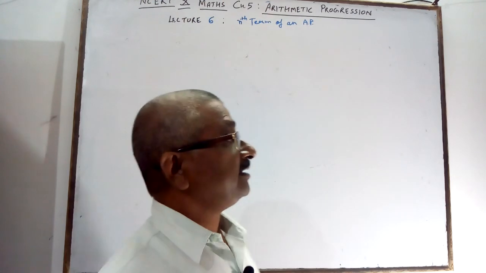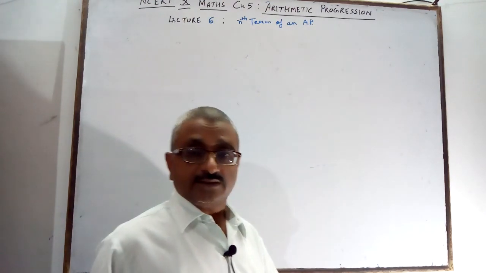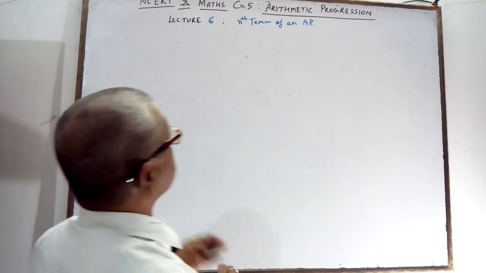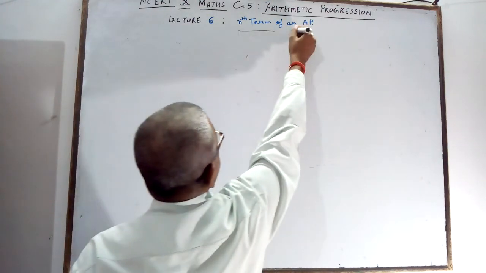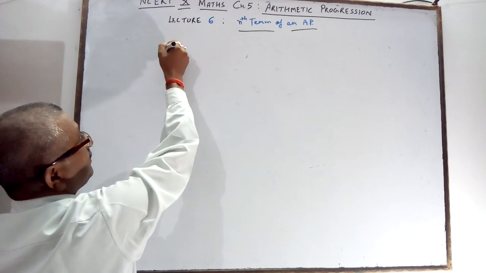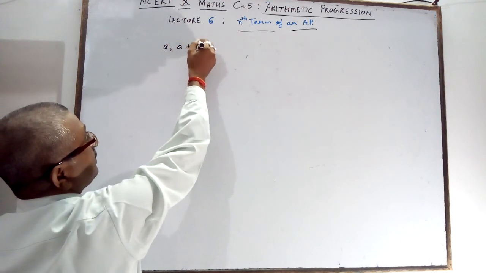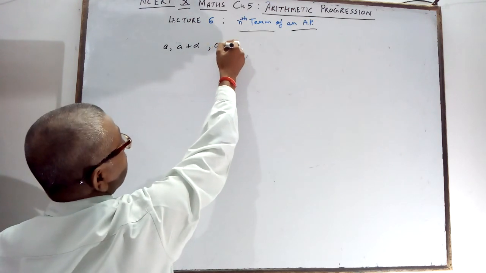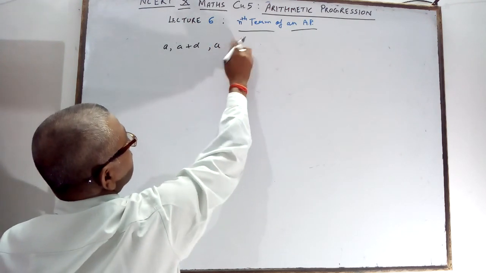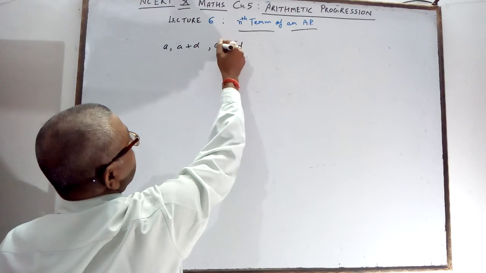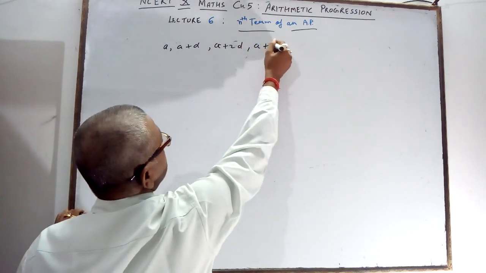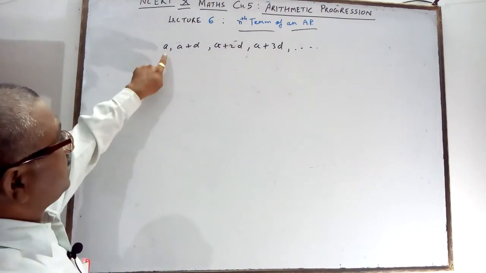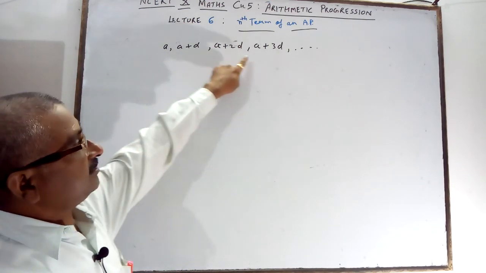Now we'll see the nth term of an AP. How will you know the nth term of an AP? The general form of an AP we know: a, a plus d, if the first term is a and the common difference is d, a plus 2d, a plus 3d, and so on. It depends on the number. It is the first term, second term, third term, fourth term.